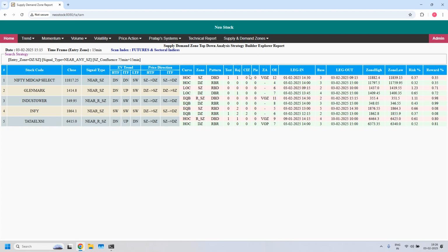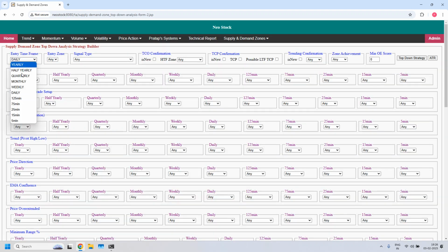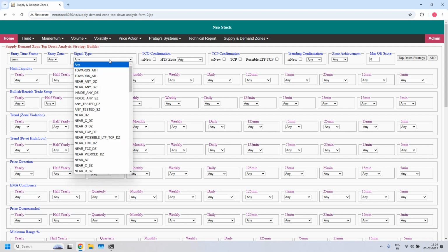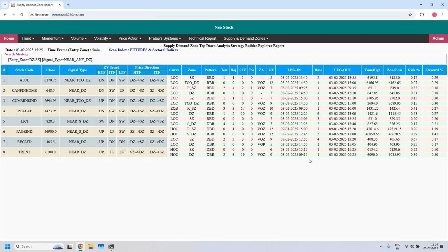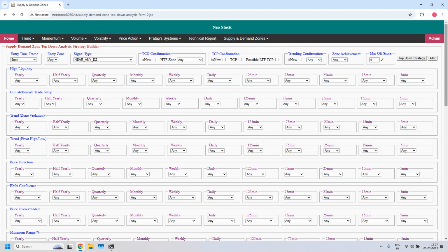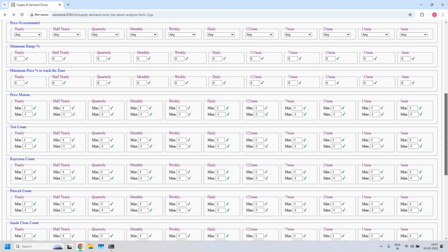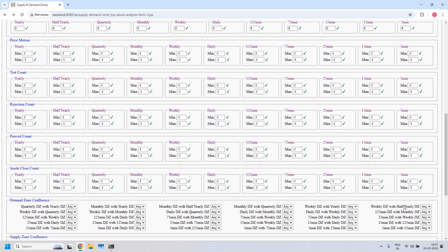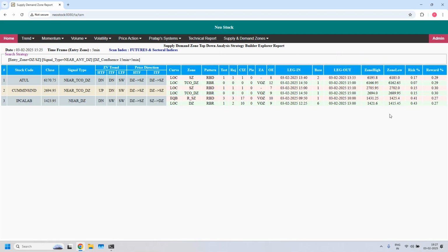Okay, next time frame is 5 minutes. Stocks near 5 minutes demand zone. We got 8 stocks. Let's verify ITF zone confluence supported stocks. That is 5 minutes demand zone with 15 minutes demand zone confluence. We got 3 stocks.